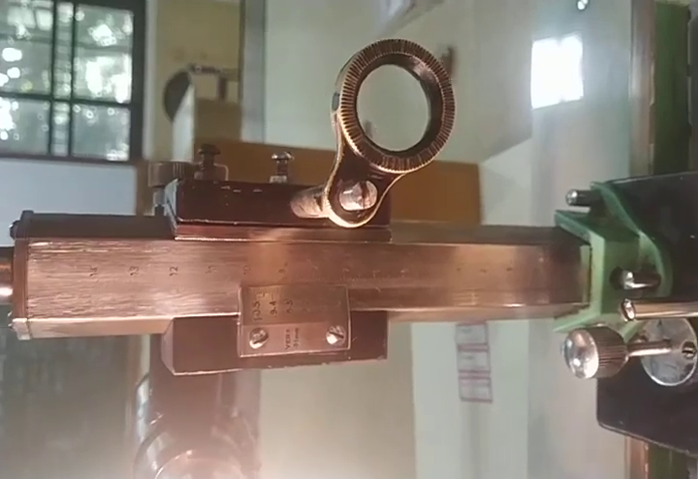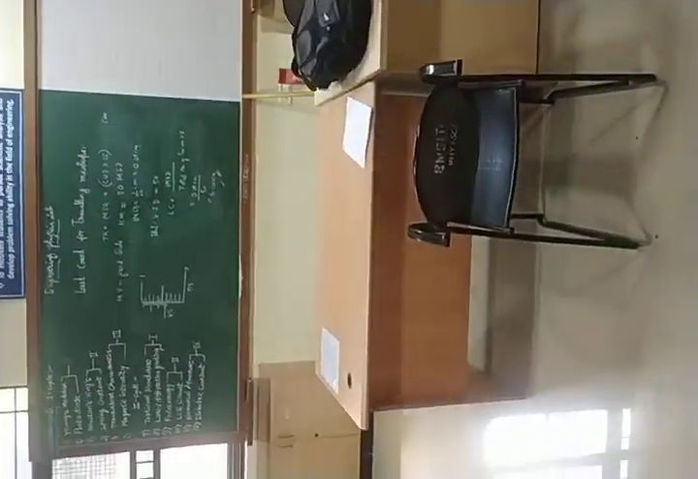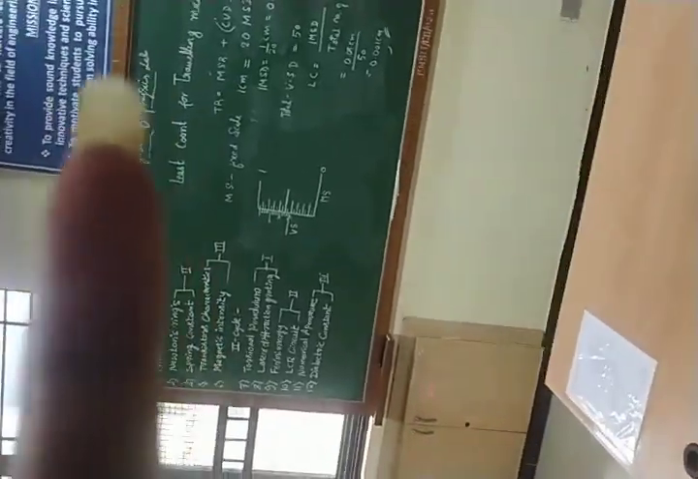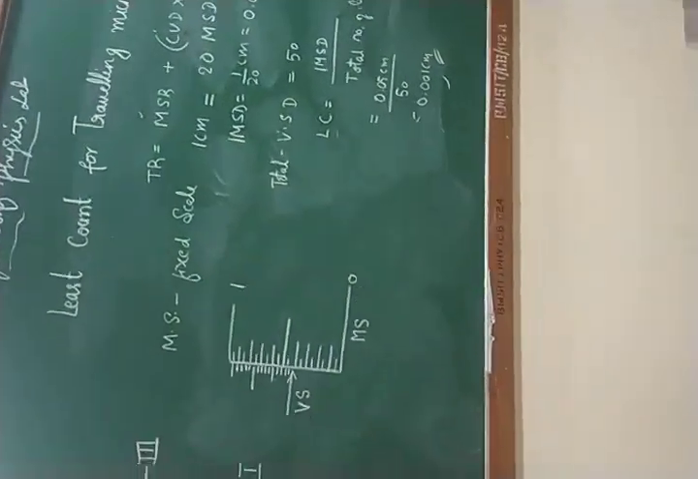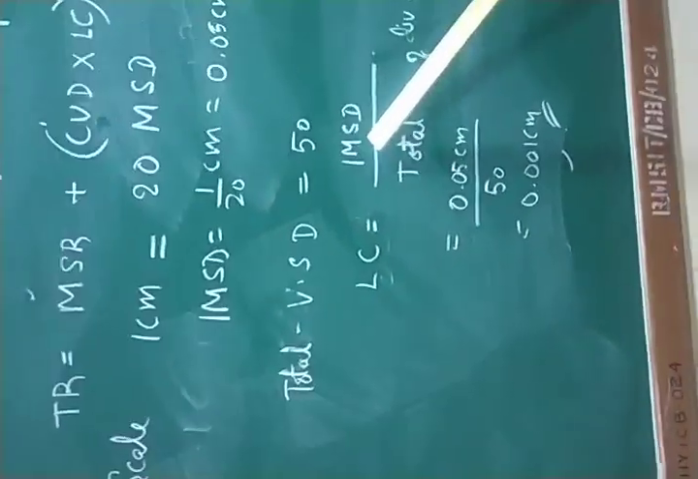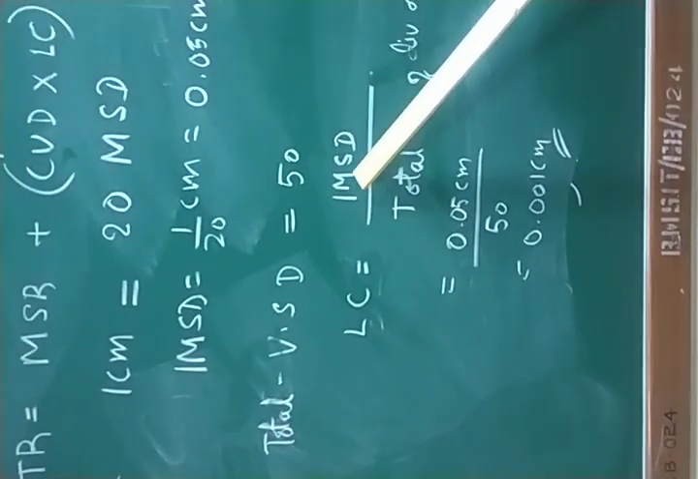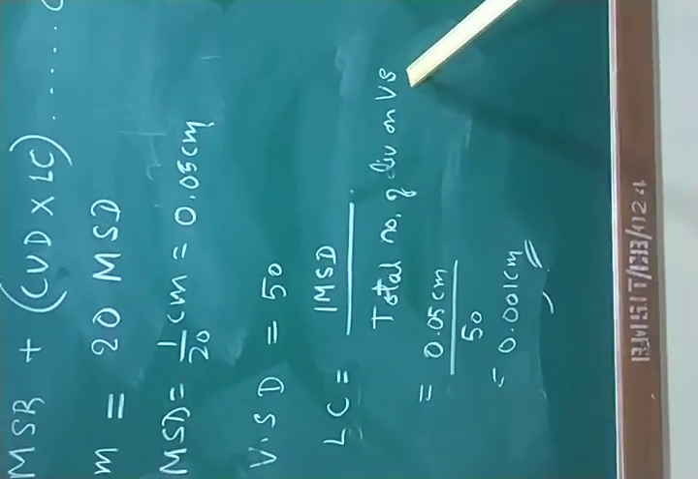Now I will explain how to find the least count for this travelling microscope. I'll just explain on the board. You just observe the calculations. The least count of this travelling microscope is given by the ratio of the value of one main scale division to the total number of divisions on the vernier scale.